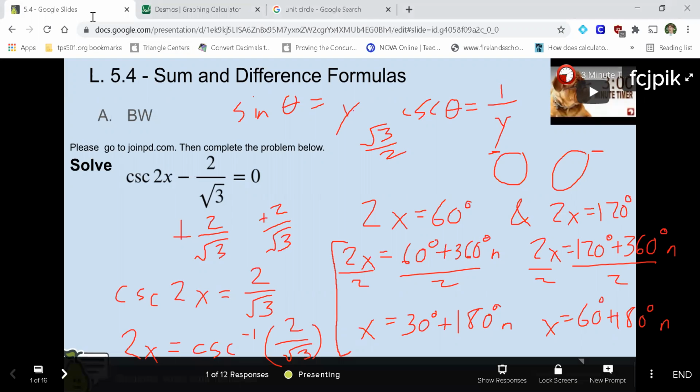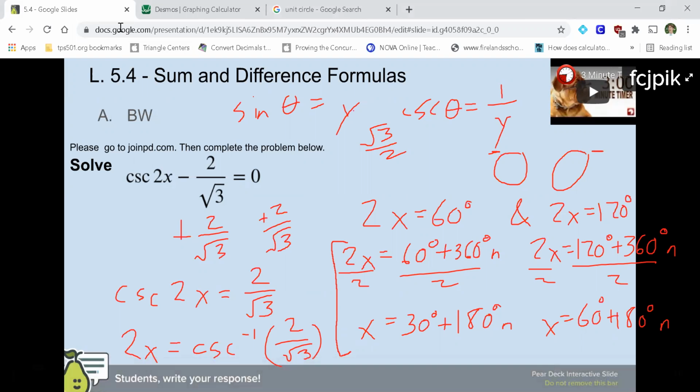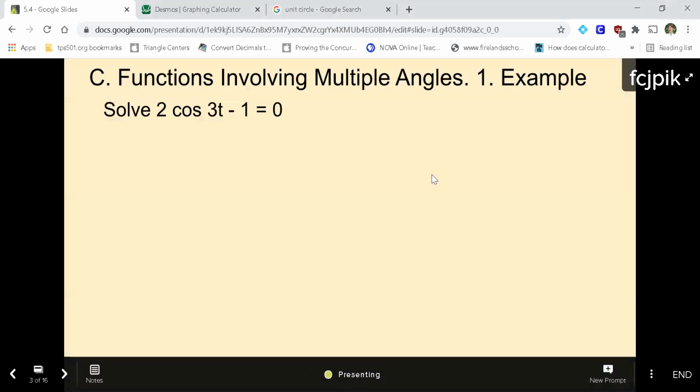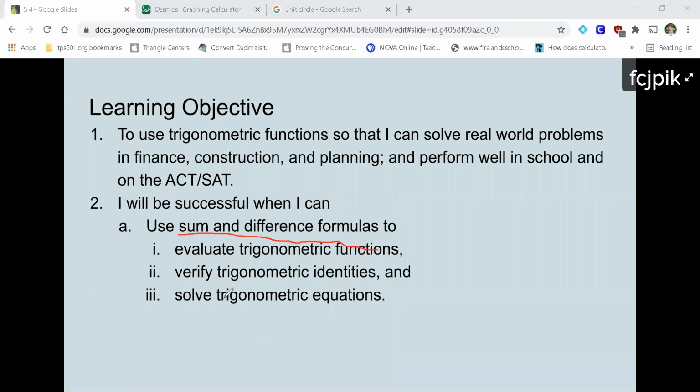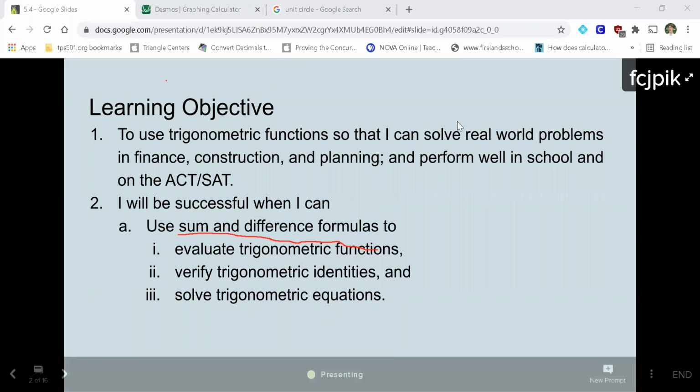All right, let me do one more and then I'm gonna have you try. Does anyone need more time to write? Okay. After we get done with 5.3, we're going to use sum and difference formulas today. That's what 5.4 is about. We'll not finish 5.4 today, we'll just start it. So we'll evaluate, verify, and solve, but with sum and difference formulas.